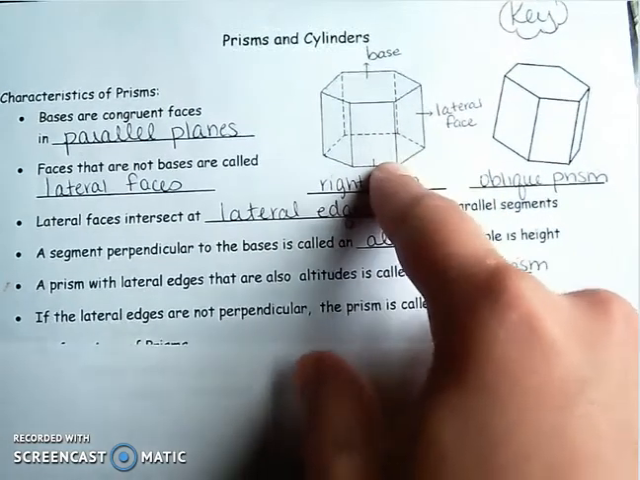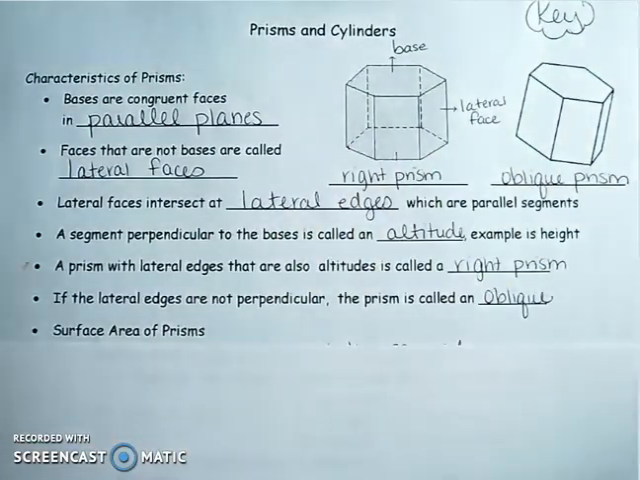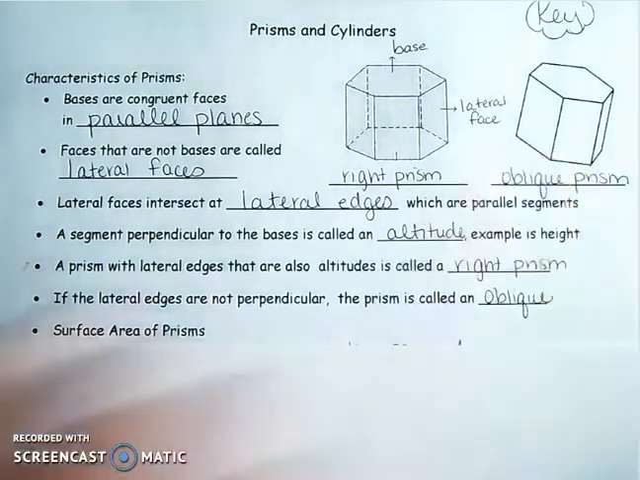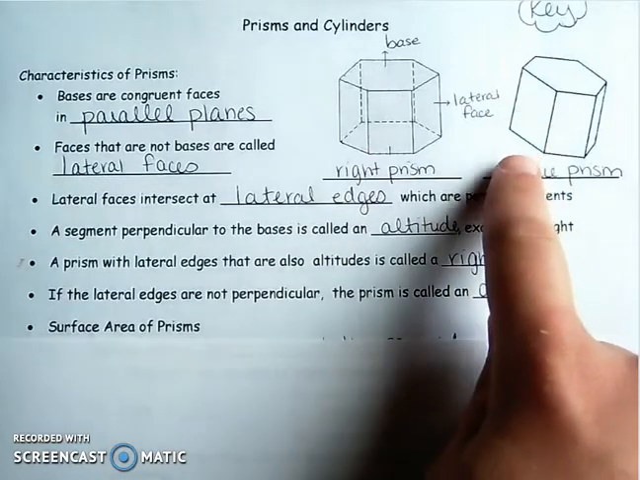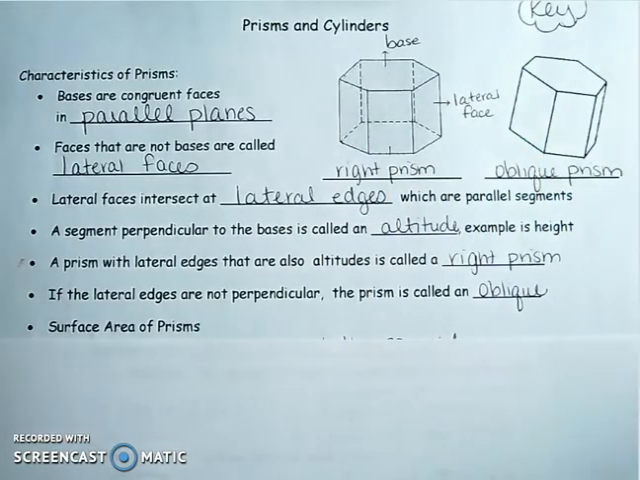If the lateral edges are also altitudes, meaning all these little edges here are perpendicular to the base, it's called a right prism because it sits upright. If they're not perpendicular and it's kind of slanted, it's called oblique. And that's an example here of an oblique prism. We are going to be finding surface area and volume of all different kinds of prisms, whether they be right, oblique, and have different bases on them.